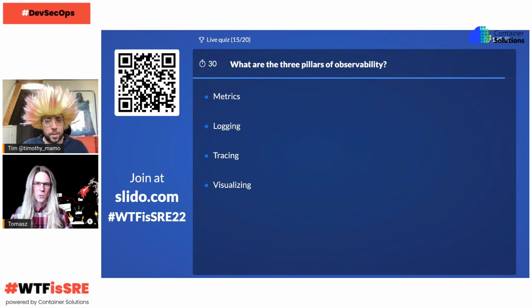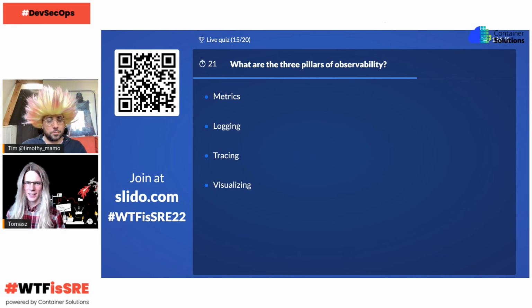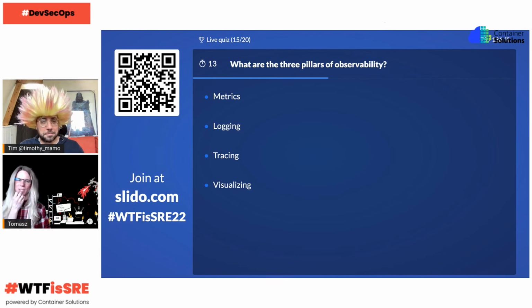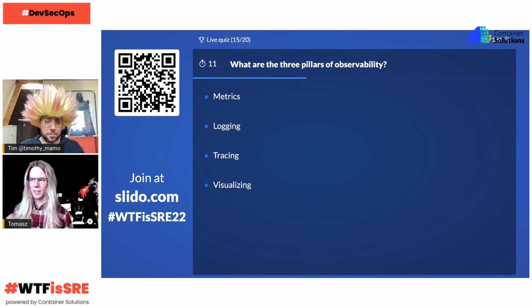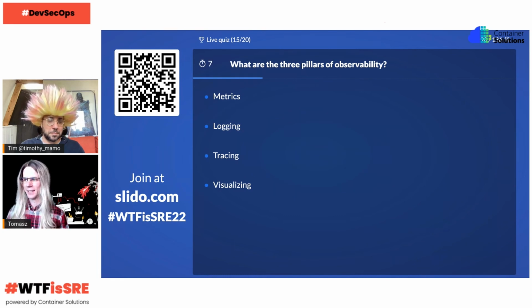Next one. What are the 3 pillars of observability? And we have 4 different options: metrics, logging, tracing, visualizing. This one is a bit of a toughie. If you're not on board, if you think about that, it could be a bit tricky, but the 3 pillars we are looking for here.